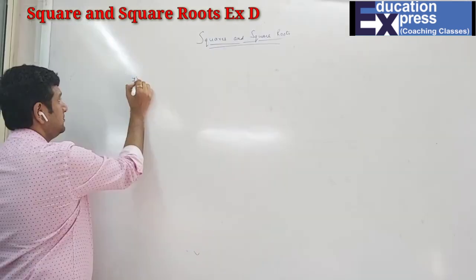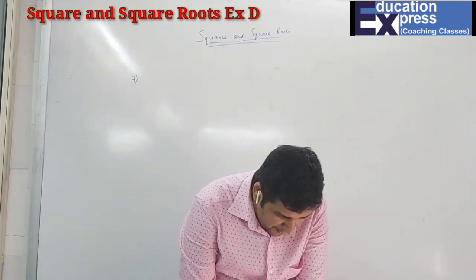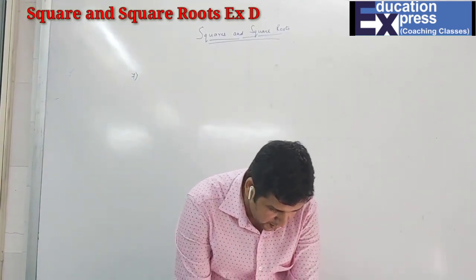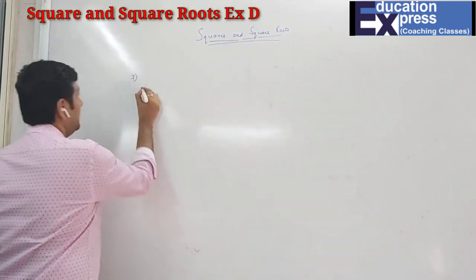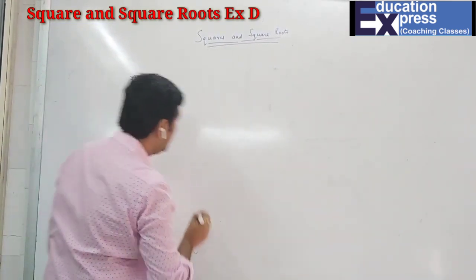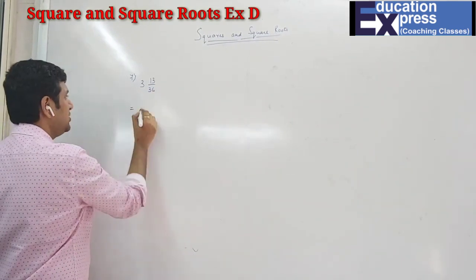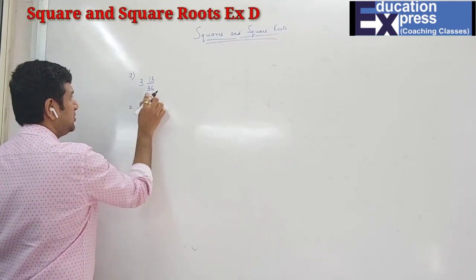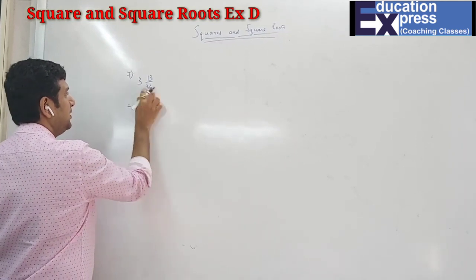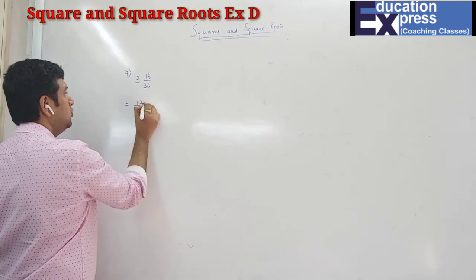So till now, question 7 will have 4 parts. I will do the first, and then the third and fourth. All are the same. The first is 3 and 13 upon 36. Students, you can see that this is a mixed fraction. I will convert this into an improper fraction. So 36 times 3 is 108, plus 13, that is 121.